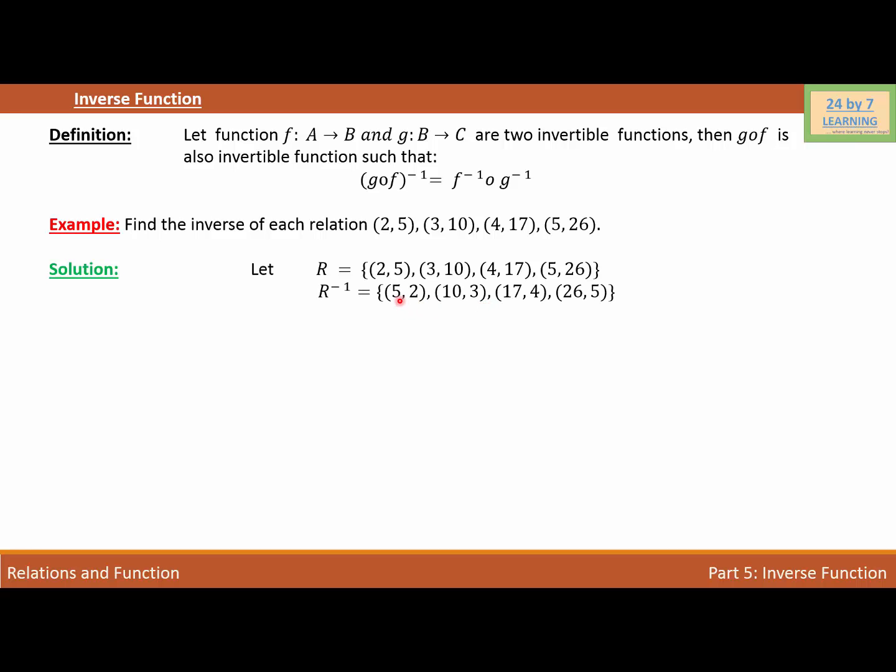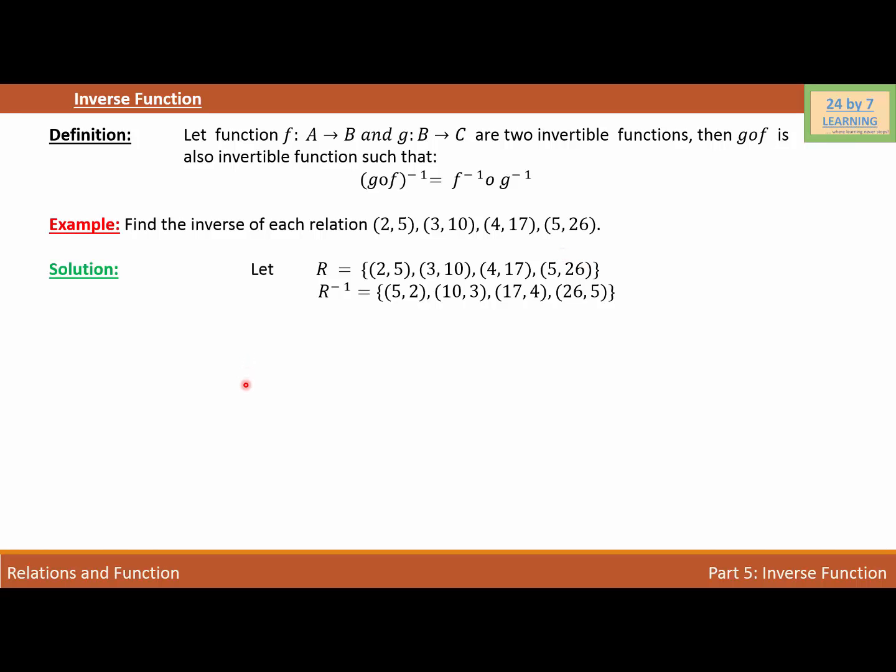So R inverse is (5, 2). So I switched 5 and 2 together. (10, 3). Again I did 10 and 3. (17, 4). I did 4 and 17 here. And (26, 5). I did 5 and 26.